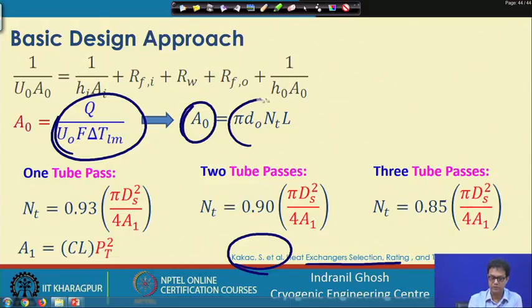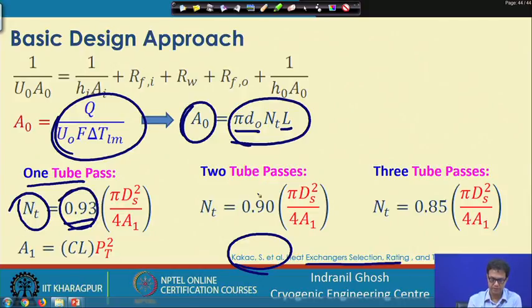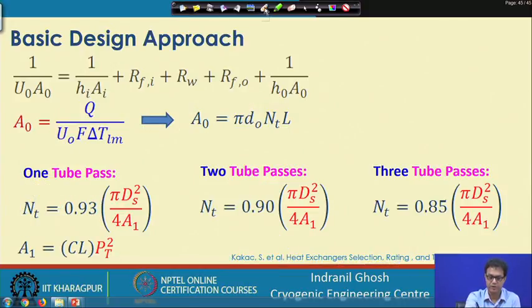Once we know the A0, we try to find out the number of tubes in terms of pi d0, and the length is already known. Then for a one pass tube, this is the kind of NT, number of tubes, and we have these constants. We will talk about why this type of constant is coming like this. And finally, we have these relations by which we can estimate the number of tubes for different numbers of passes.